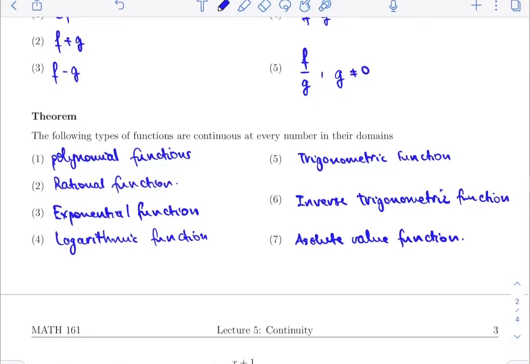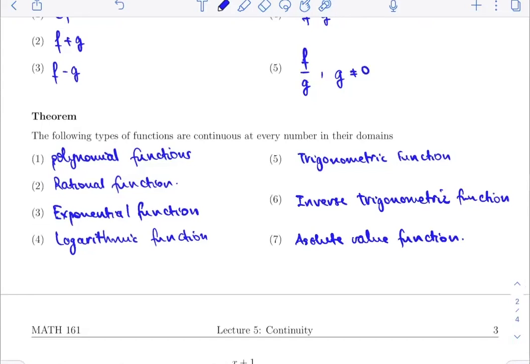So remember, all of these functions are continuous on their respective domain. That means anytime you have this type of function, the first thing you need to do is find the domain of the function. Then you can draw conclusions on the continuity of the function.